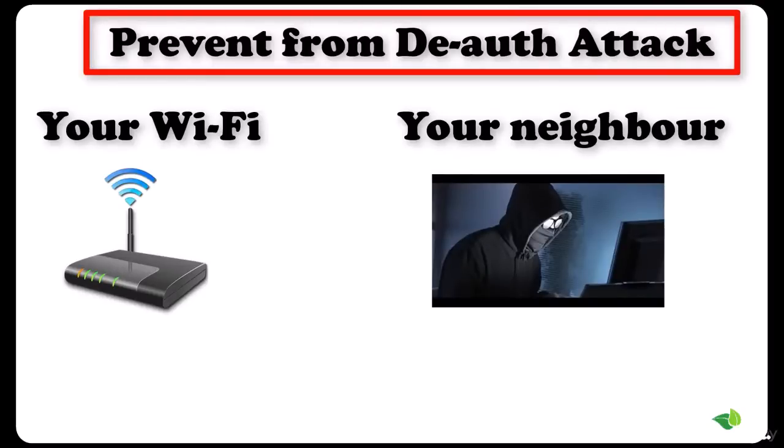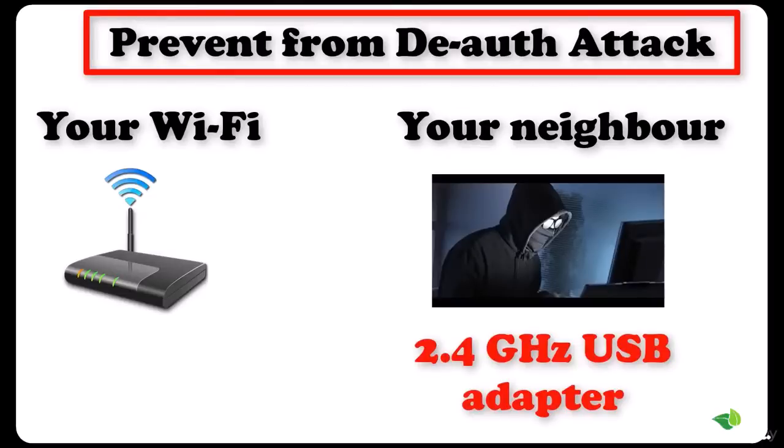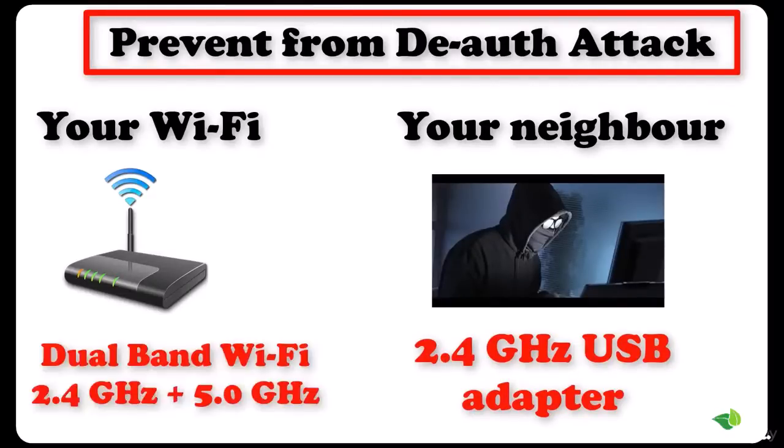can you prevent yourself? It might happen your attacker will be having a 2.4 GHz frequency Wi-Fi router. Then what you need to do is you should buy a dual band Wi-Fi router. And nowadays dual band Wi-Fi routers have the 2.4 GHz operating frequency and also the 5 GHz operating frequency.